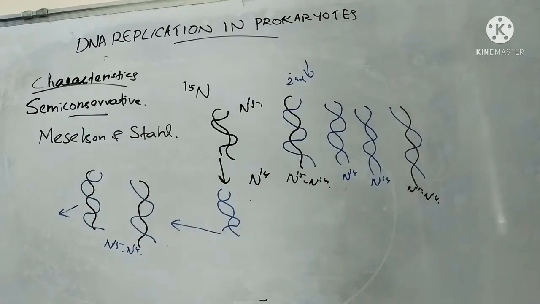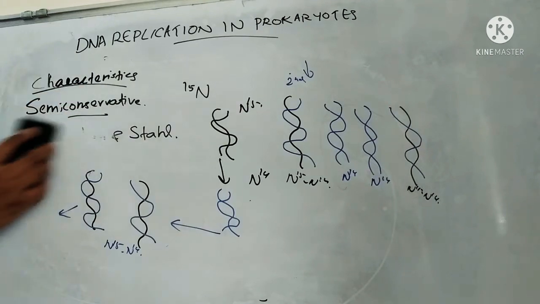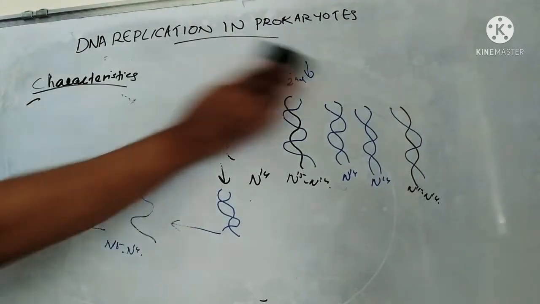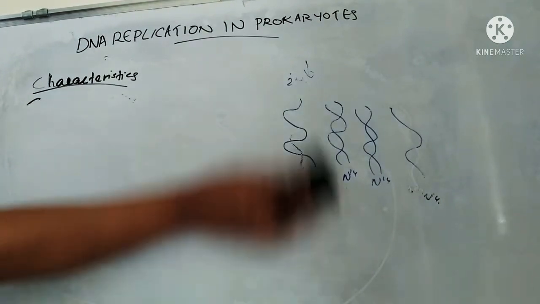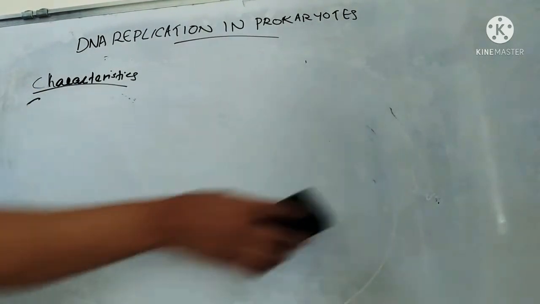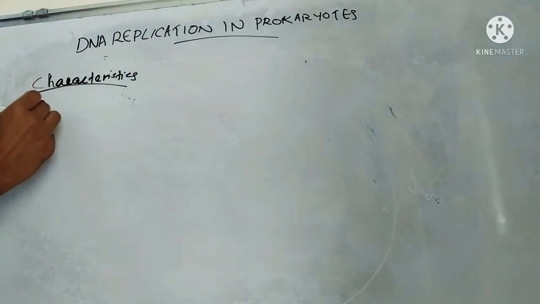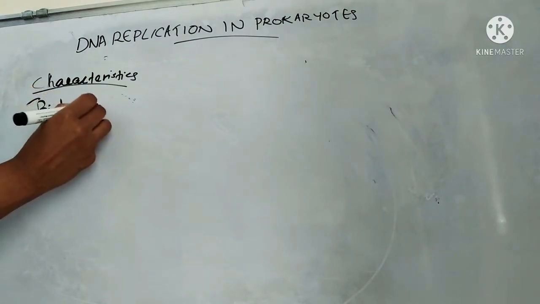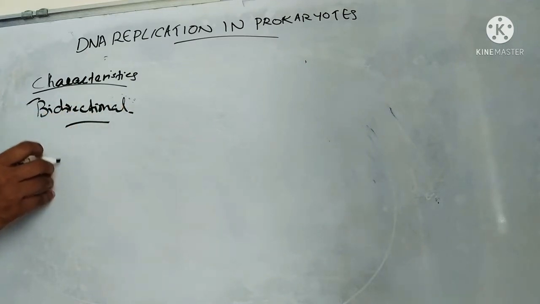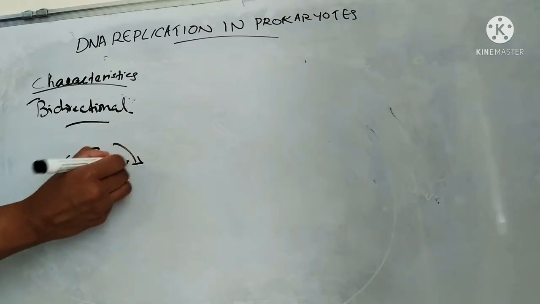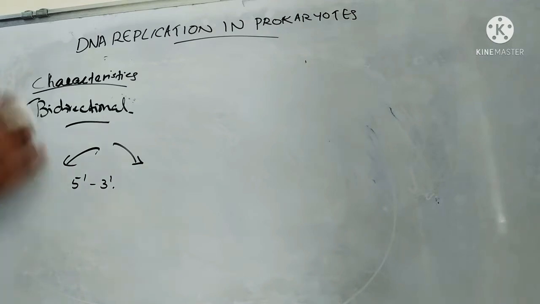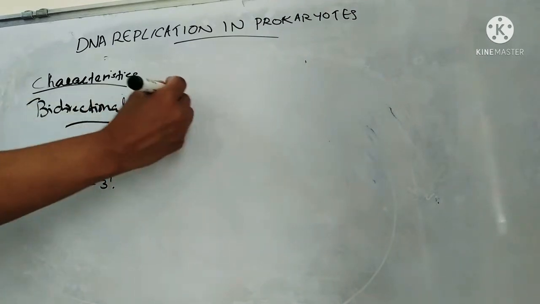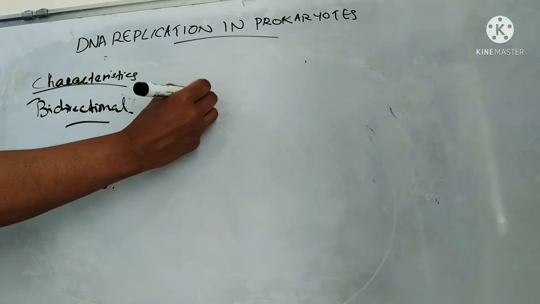The second feature is that replication is bidirectional. Bidirectional means replication occurs in two directions at the same time, and it proceeds in the 5' to 3' direction.